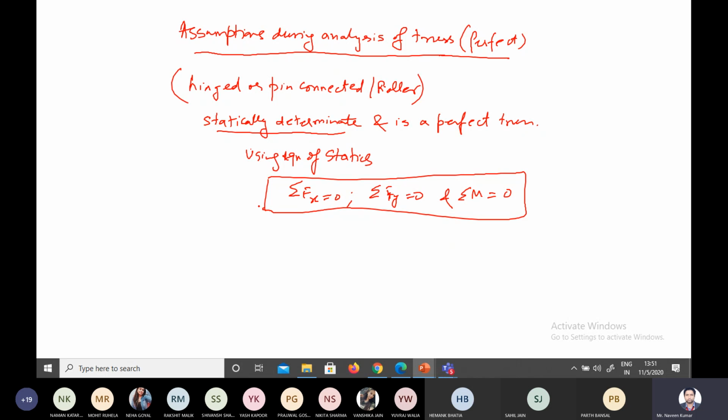What is the meaning of perfect truss? You know it very well. It should satisfy the condition m is equal to 2j minus 3, and it should not deform under the action of applied loads. So it is clear till now, the theory part is clear. This is the theory part of the truss.